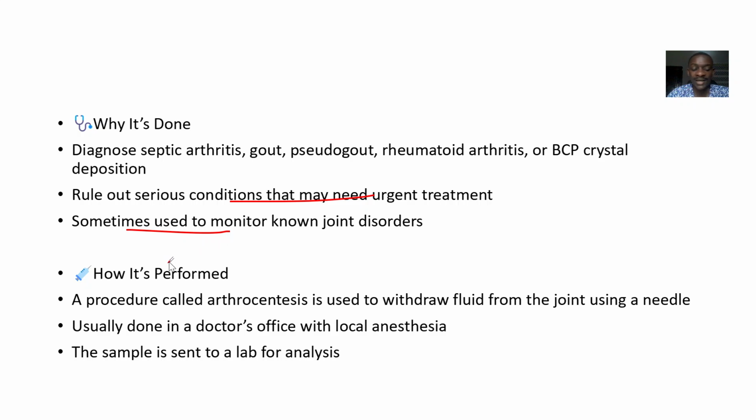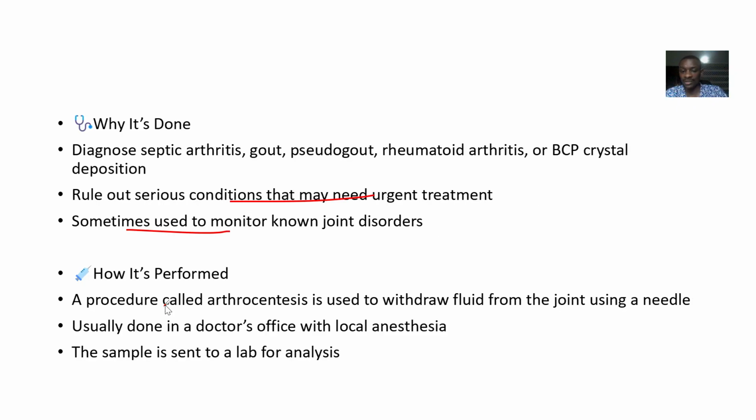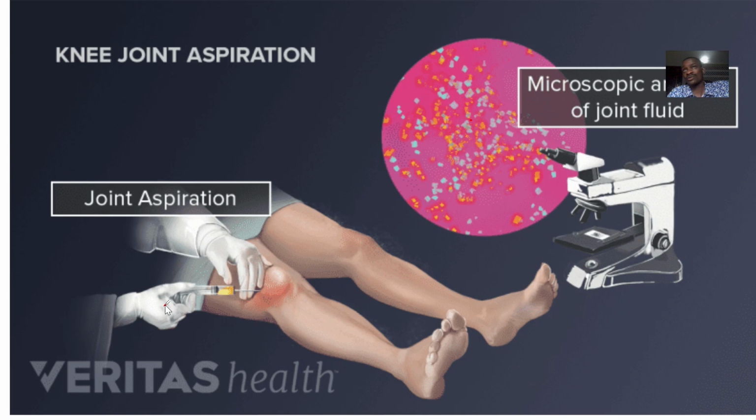Okay, so how is it performed? So a procedure called what? Trying to extract synovial fluid from here is called arthrocentesis. Okay, so you withdraw fluid from the joint, usually done in the doctor's office with local anesthesia. You send the sample to the lab. So whatever result comes back is actually what will direct further treatment or further testing that might need to be done.